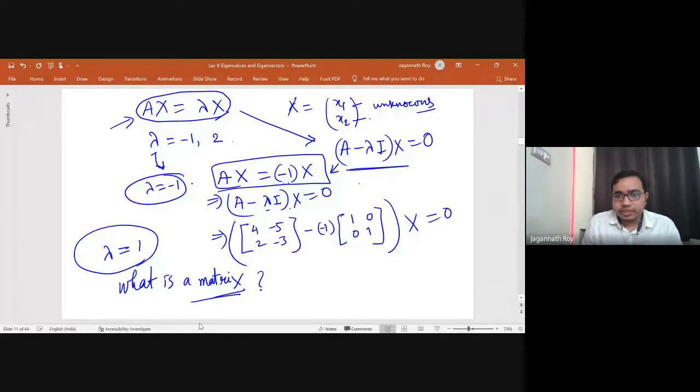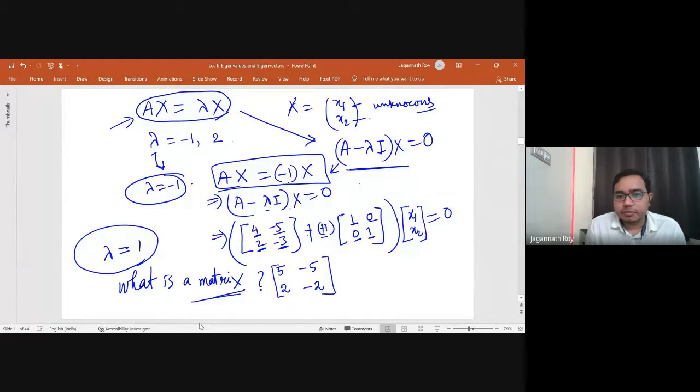Okay, so this x is nothing but, let us write it in the x1 and x2 form. So this is 4, so minus 1, and here it is also minus 1. So this becomes plus. Okay, so 4 plus 1. So this becomes 5. So minus 5 plus 0. So this becomes minus 5. So here it is 2 plus 0. This is 2. Here it is minus 3, and here it is plus 1. So this becomes minus 2.